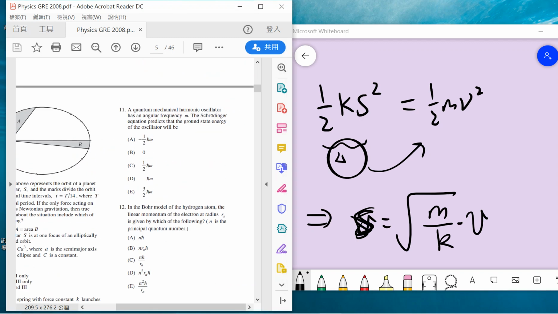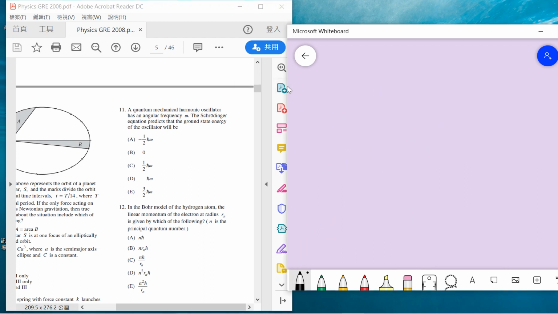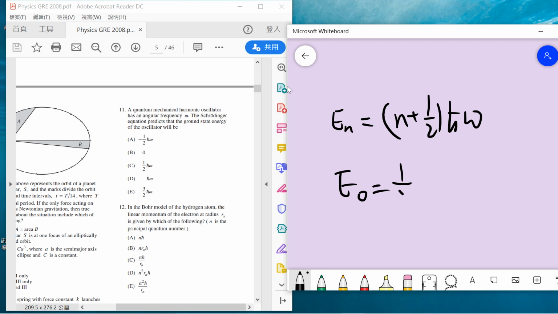Number 11, a quantum mechanical harmonic oscillator. The Schrödinger equation predicted. This is common sense that you need to remember the answer. The harmonic oscillator energy is n plus half h bar omega, so the ground state is 0.5 h bar omega. Answer is C.